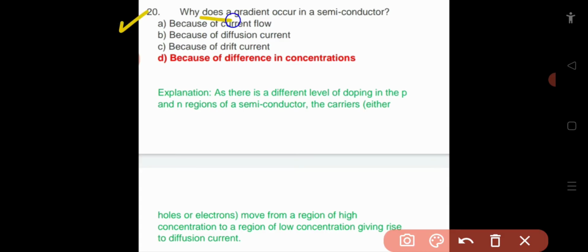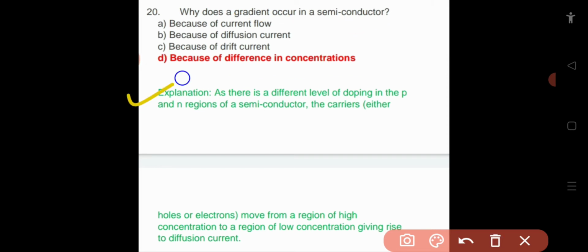Next question, question number 20. Why does a gradient occur in a semiconductor? Option A, because of current flow. Option B, because of diffusion current. Option C, because of drift current. Option D, because of difference in concentration. Then the answer is D, because of difference in concentration, gradient occurs in a semiconductor.